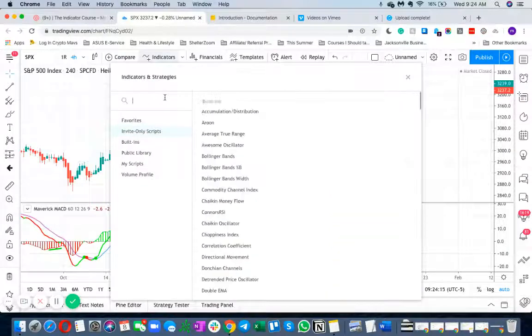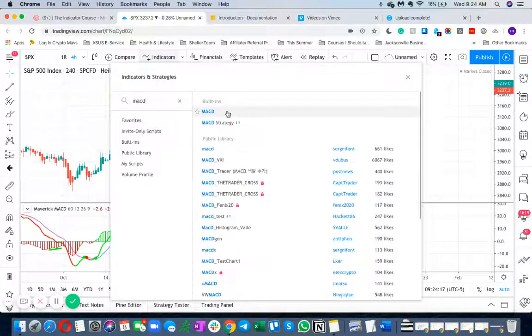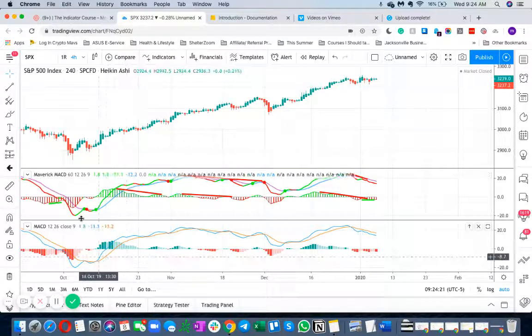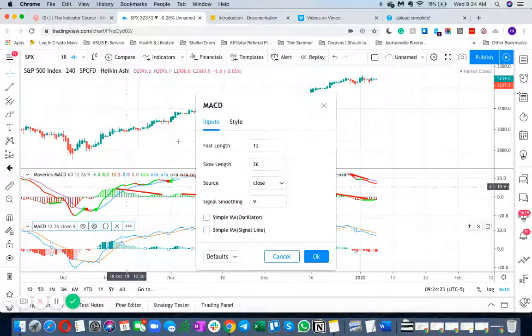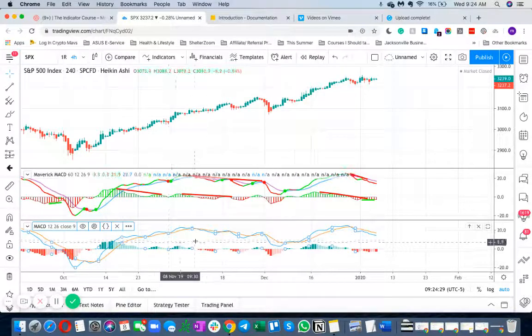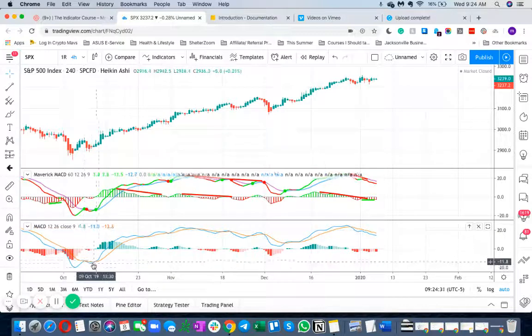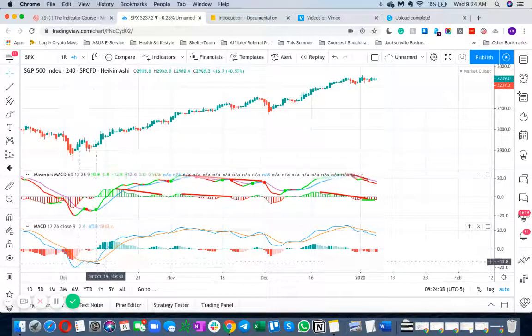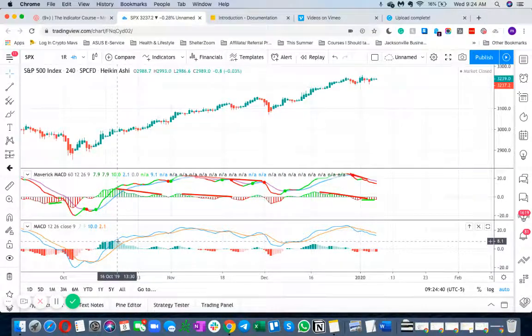I'm going to add the normal MACD to our chart just so we can see it for reference. The MACD line is that blue line, and the signal line is our orange line. When the blue MACD line crosses over the signal line, that's considered a bullish sign. And on the normal MACD, we don't get any kind of signal.